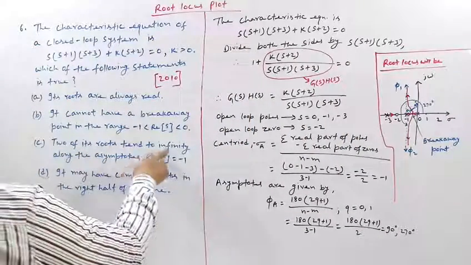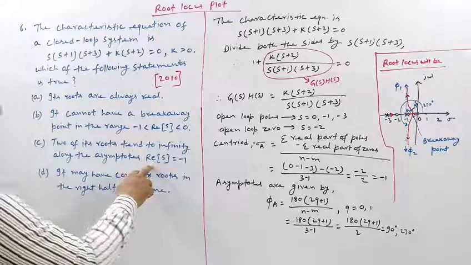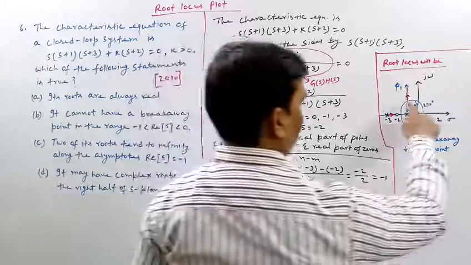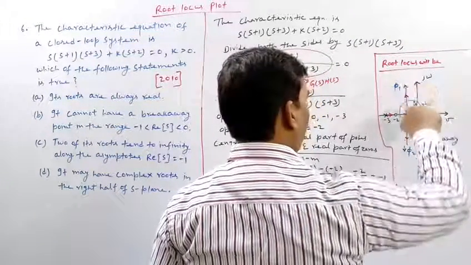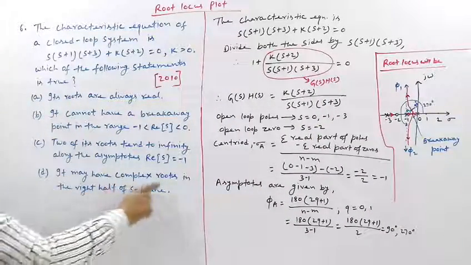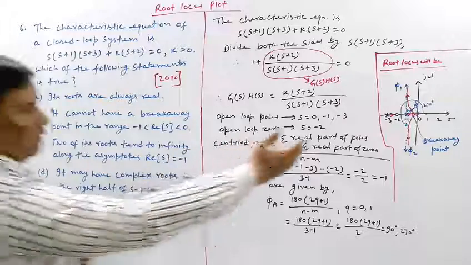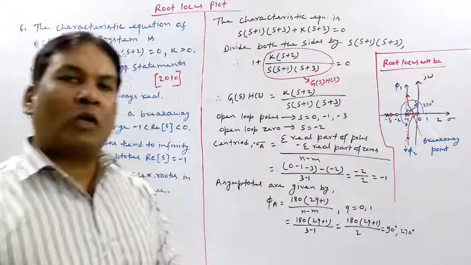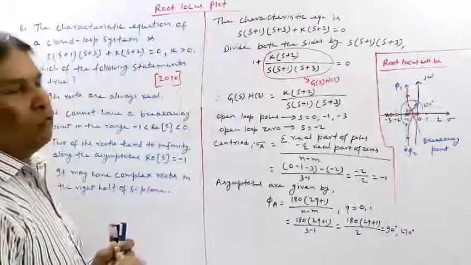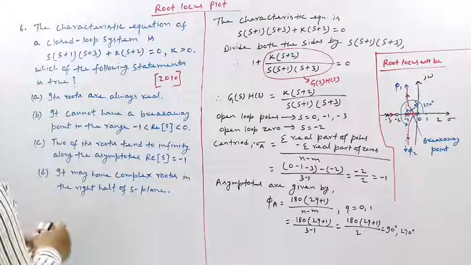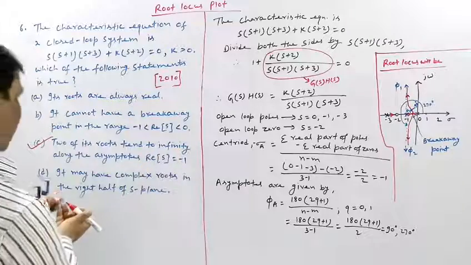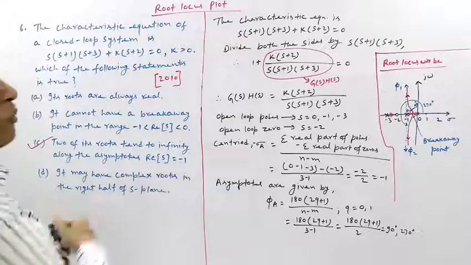Two of its roots tend to infinity along the asymptote Re(s) = -1. Both asymptotes will have real part -1. It may have complex roots in the right half. No, the root locus is not going into the right half of the s plane, so it will not have any complex root in the right half of the s plane. So the correct answer is option C: two of its roots tend to infinity along the asymptotes Re(s) = -1.